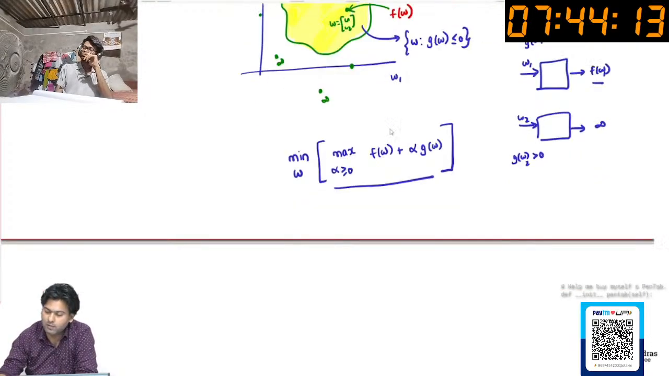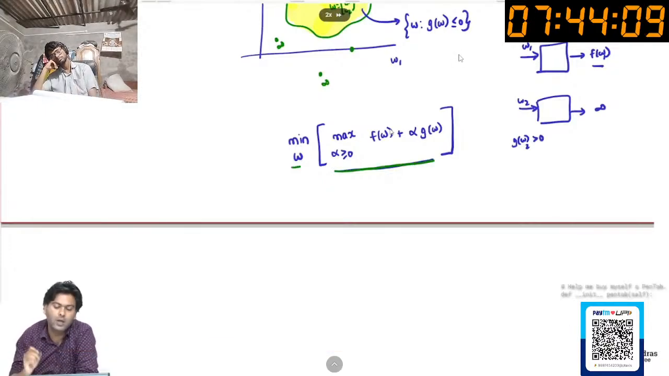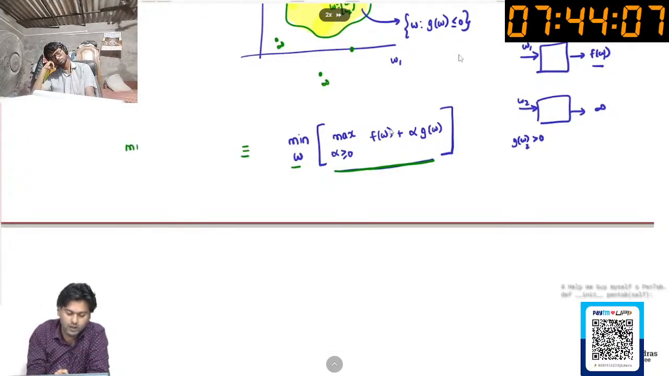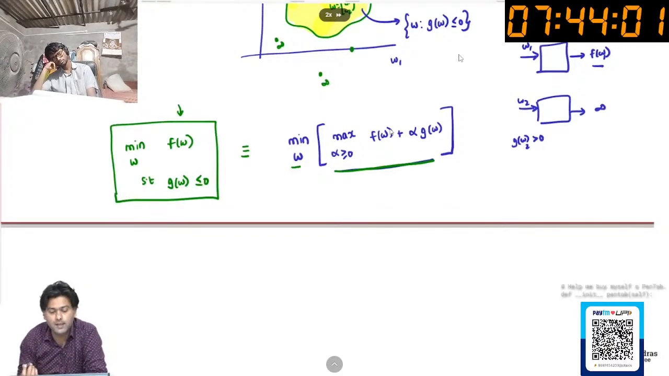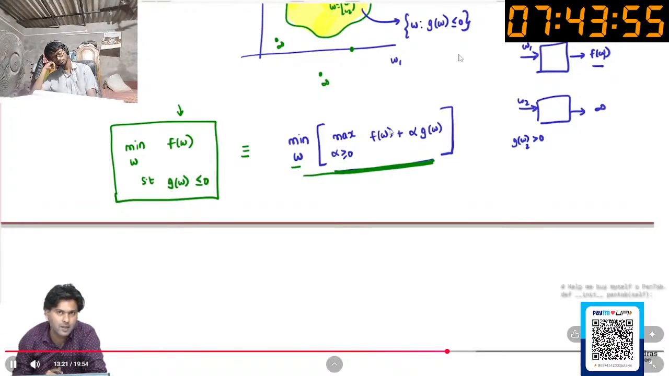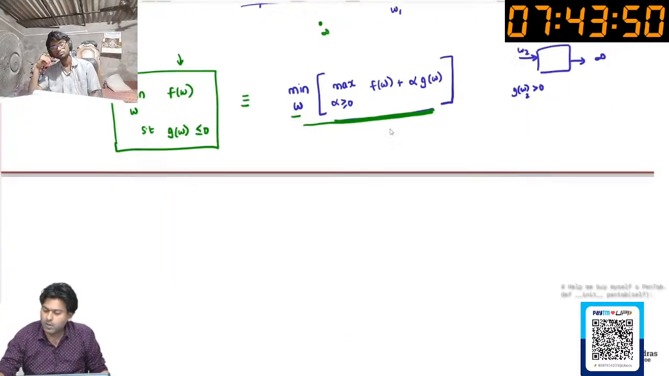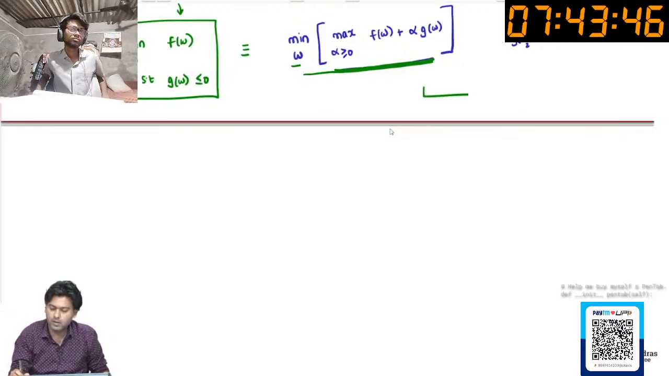Which means that if I try to find the minimum over w, maximum over alpha greater than or equal to 0, f of w plus alpha g of w, this is equivalent to finding that w which minimizes f of w in the shaded region where g of w is less than or equal to 0. Now, this was the original problem that we wanted to solve. What we are saying is that you can either solve the original problem or you can solve this min-max problem. Both are equivalent. These will give you exactly the same answer. That is what we have seen so far, right? So let me note that down. Let's call this B.